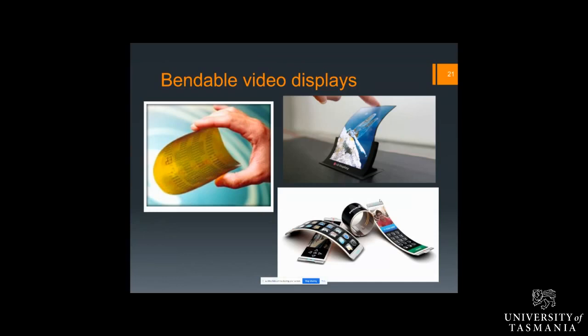You see the Galaxy Note has a little curved edge that you can work with, and those kinds of things. So there is quite a list of products that are available. Okay, so then you have electronic paper.